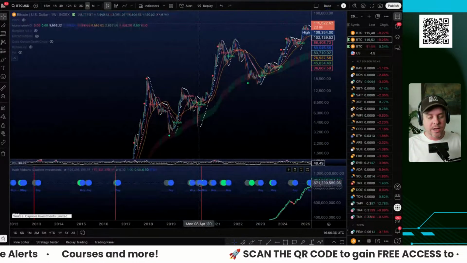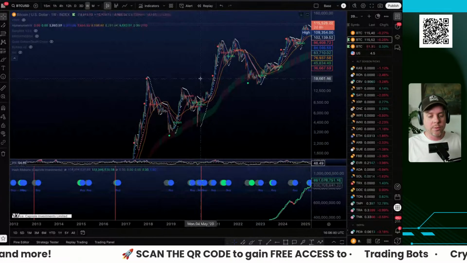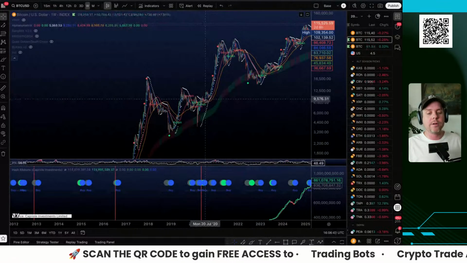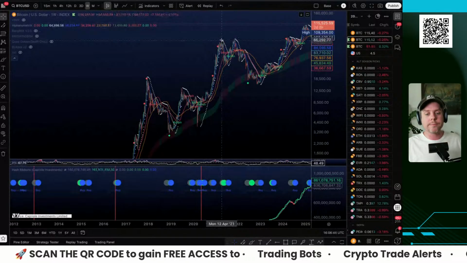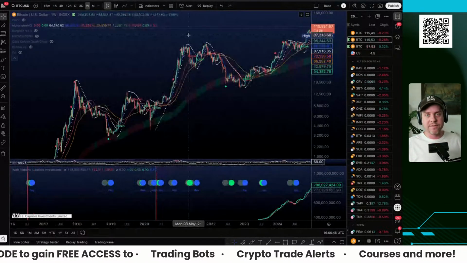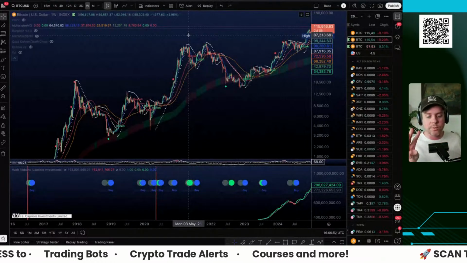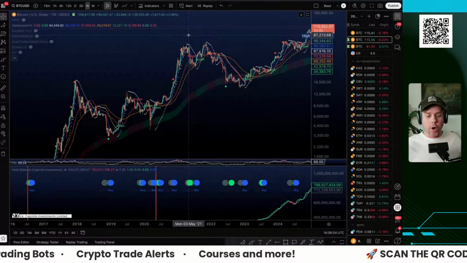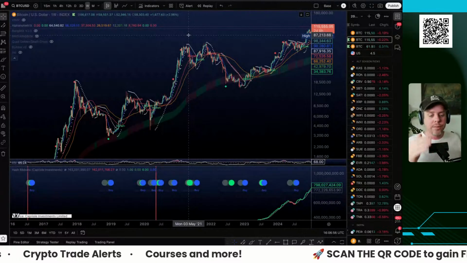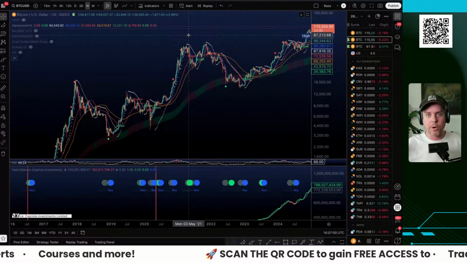Here's the last time we had 3 signals in a row without a breakout. 1, 2, 3. It kicked off the macro bull market. For the cycle, it kicked off the acceleration phase of the entire cycle. 3 signals in a row, no breakout. By the 3rd signal, it kicked off the entirety of phase 2 of the market cycle.